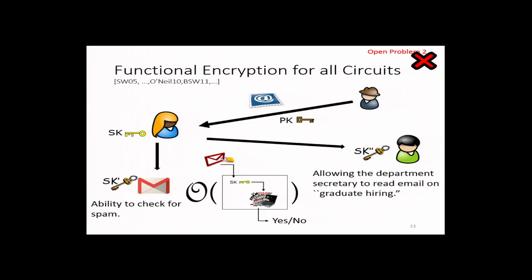And similarly, Alice could give out multiple such obfuscated programs or specialized secret keys enabling different tasks. For example, she's a professor at a university, and she could give out a specialized secret key that enables the department secretary to read emails that pertain to the topic of graduate hiring. And she could give an unbounded number of such secret keys. So prior to our work, we knew how to realize this primitive, but we were extremely limited in the kinds of functions for which secret keys could be given out.